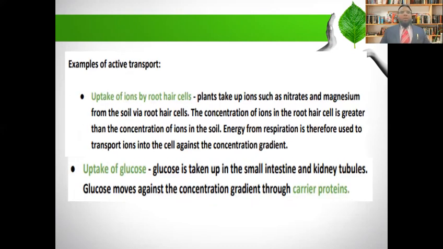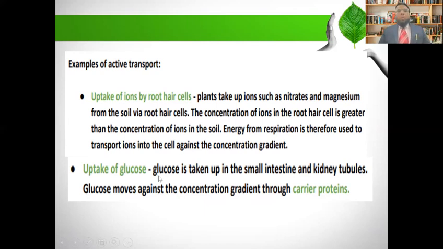Now, an example of active transport, as we have already discussed, is the uptake of ions by root hair cells. Root hair cells take up minerals, especially the nitrates, which are very important for the production of amino acids and proteins in the plant. Also, plants take up magnesium, which is responsible for making chlorophyll, due to which plants look green.